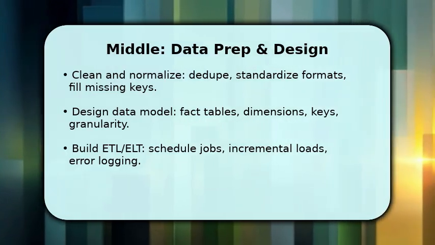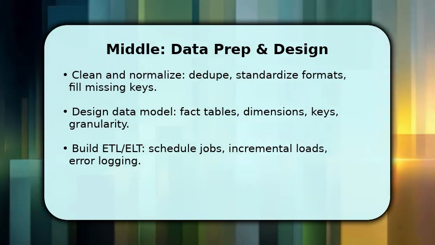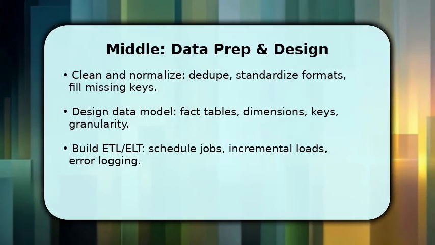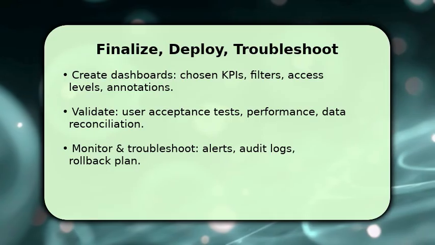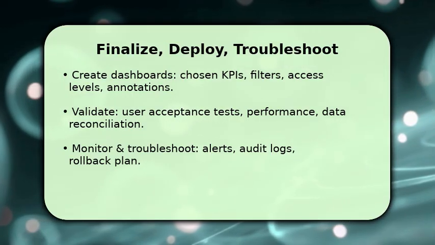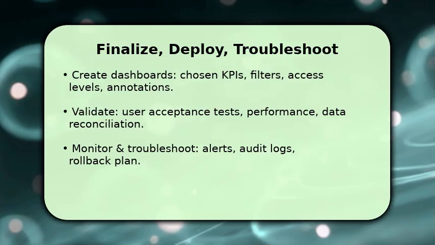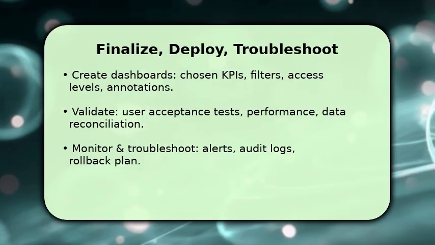Make sure to schedule jobs aligned with business cadence and test with edge cases so dashboards reflect reliable, timely metrics. You finish by building dashboards that surface chosen KPIs with useful filters and annotations and set access levels per role. Once completed, run user acceptance tests, confirm numbers, check performance, and reconcile totals against source systems.